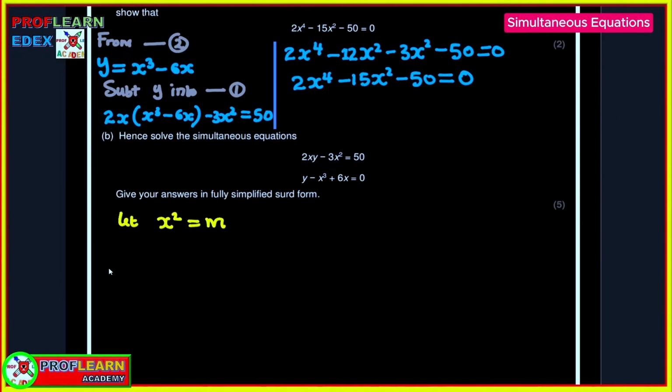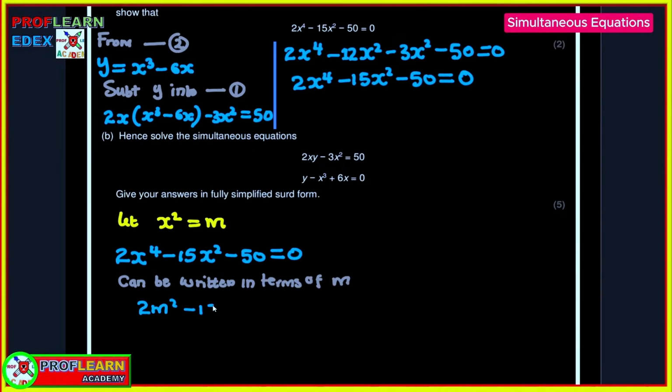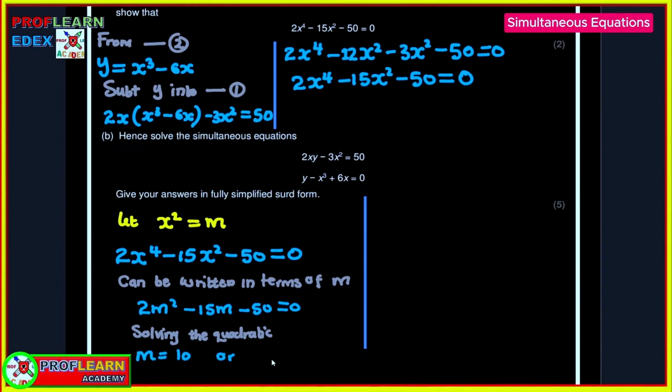Let x squared be m, so that we can write the equation that was given here in terms of m. Once we have written it in terms of m, we are going to solve it as a quadratic equation. Once we have the solution for m, we can go back and find the real value of x. If you solve this quadratic equation, you are going to get m being 10 or m equals negative 5 over 2. But negative 5 over 2 is not correct, because there's no way you can square a given number and get a negative value. So we cannot take that.